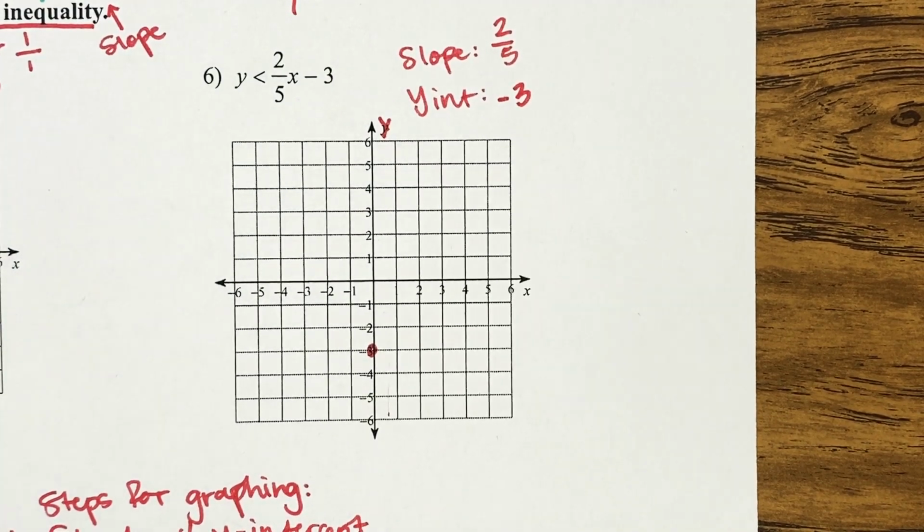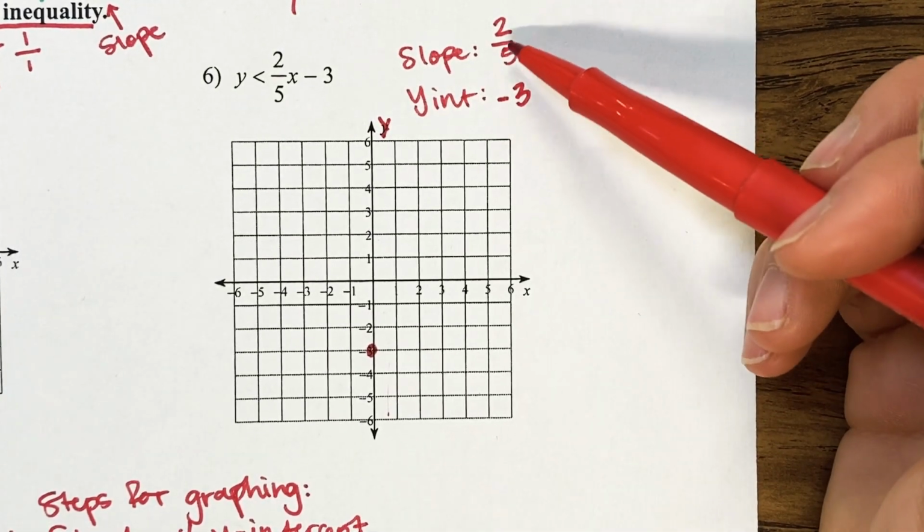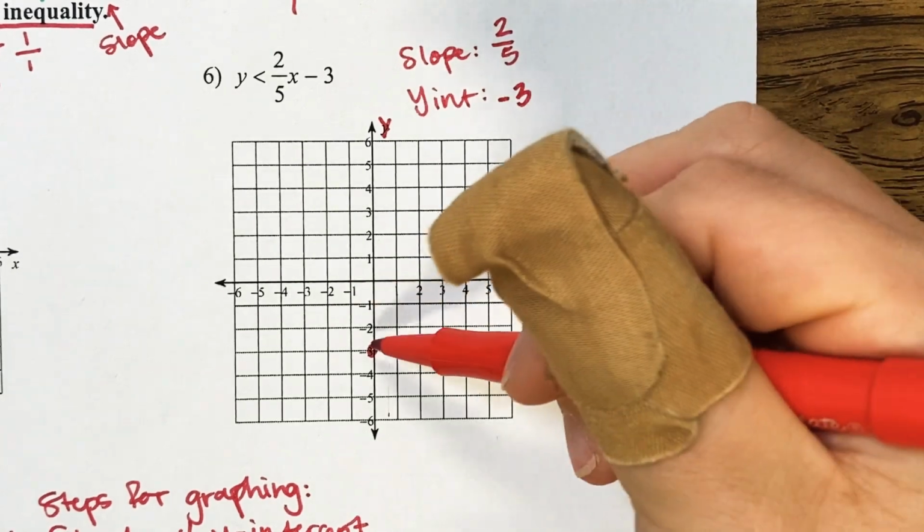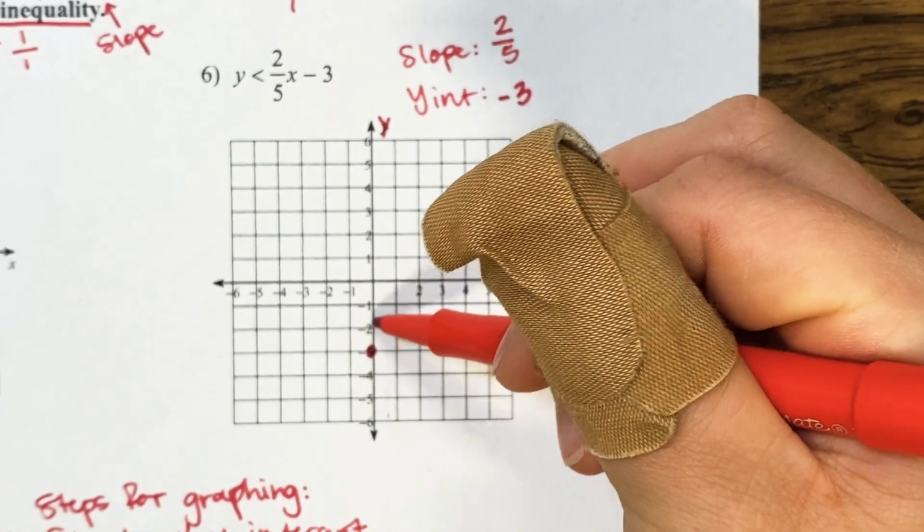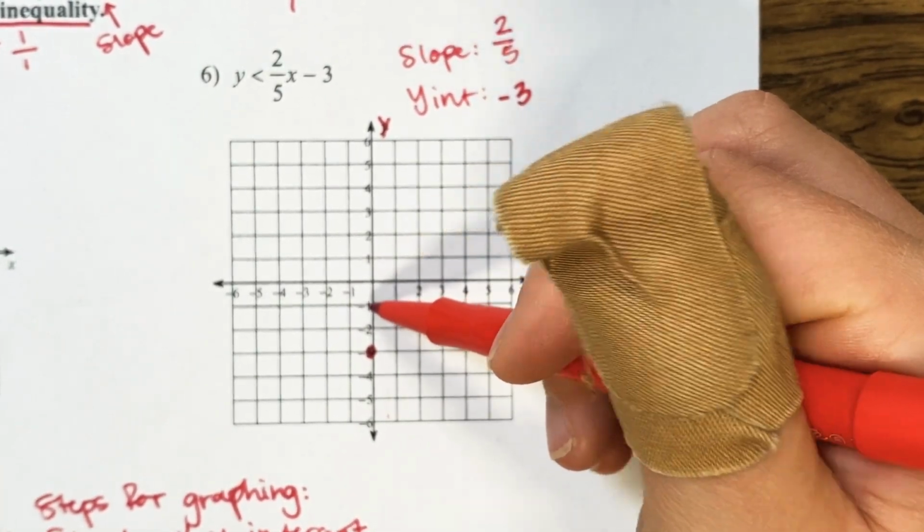Now I'm going to use my slope to count to my next point, which is rise 2 and run 5. So from our starting point, let's rise 2, 1, 2, and then we are going to run.